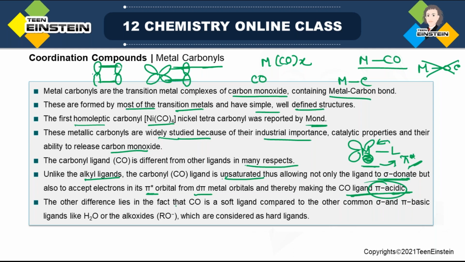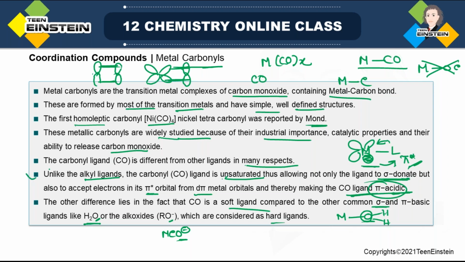The other difference lies in the fact that CO is a soft ligand compared to other common sigma ligands or pi basic ligands. Just take the example of water. When the metal interacts with water, it is interacting through oxygen, and oxygen is highly electronegative, so it has some hard nature. In the case of CO, it is interacting through carbon, not oxygen. Carbon is not as electronegative as oxygen, so it has a soft kind of nature. If it is an alkoxide ligand, suppose methoxy, then the interaction is also through oxygen. So all these are hard ligands because the atom through which interaction occurs is highly electronegative. But CO is not such, it is a soft ligand. So that is another unique feature.